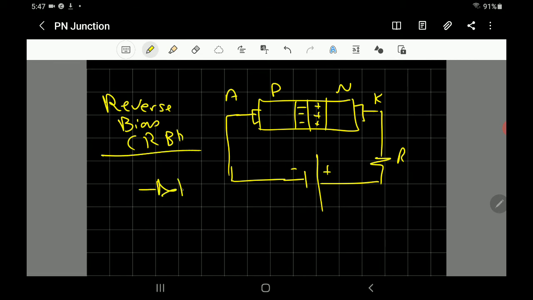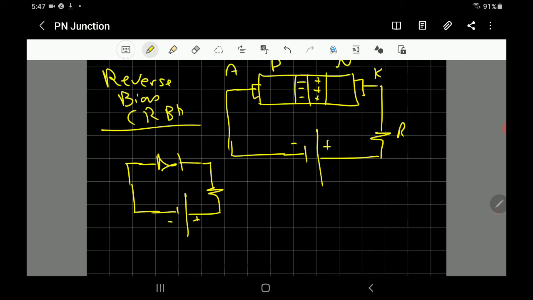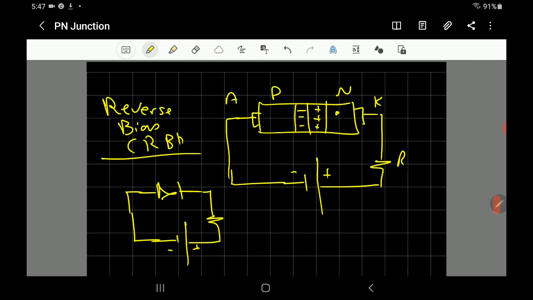And the electric symbol will be like that: that's the diode, that's the resistance, and that's the positive, and that's the negative. So we'll understand here. We have electrons in the N-type region, and you have holes in the P region. So what will happen? The depletion layer will increase. Why?